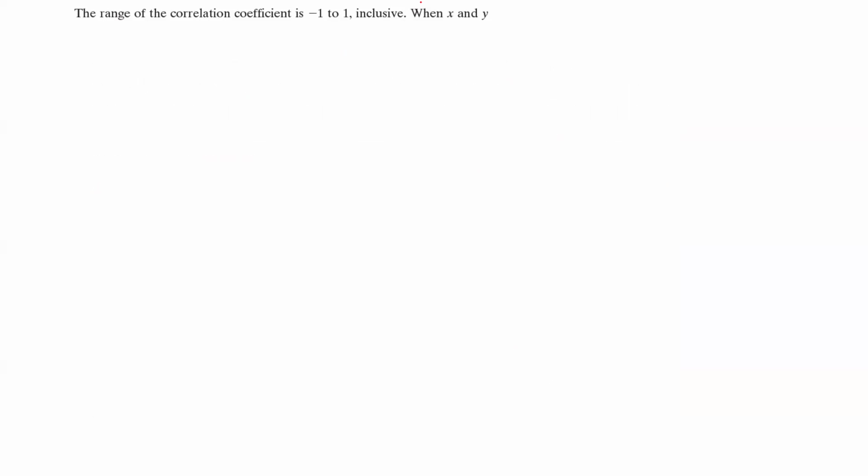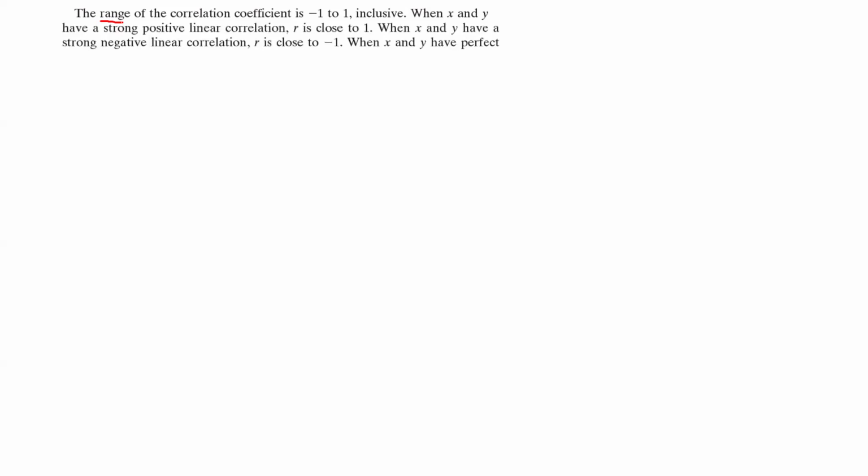Some information about the correlation coefficient, everybody. The range of correlation coefficients is -1 to 1 inclusive. It means that it can be 1 or -1 in different cases.